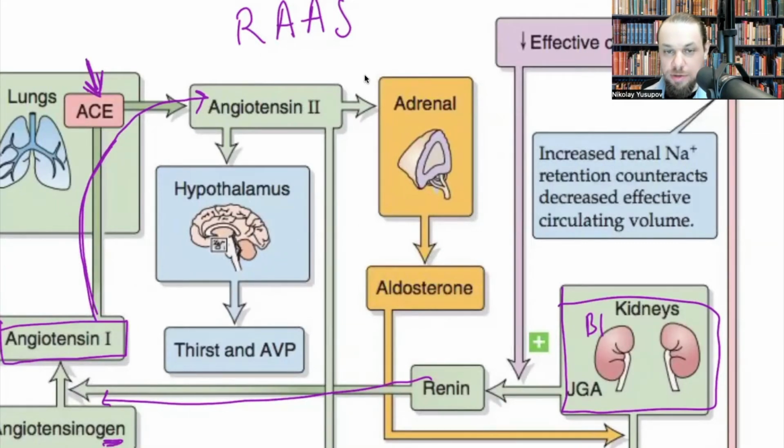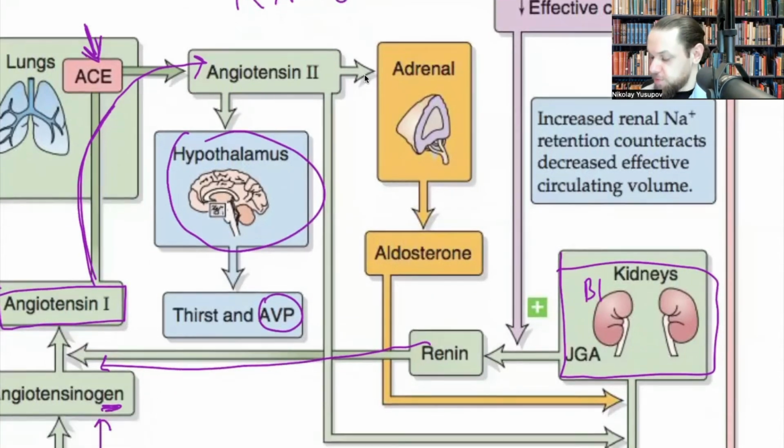So it's going to work on angiotensin receptors. It's going to cause vasoconstriction, but it has other effects too, right? One effect, it will work on the hypothalamus. It will increase thirst, and it will release AVP, arginine vasopressin, which is the same thing as antidiuretic hormone, or vasopressin. So vasopressin working on the kidneys is going to retain more water, creating aquaporins.